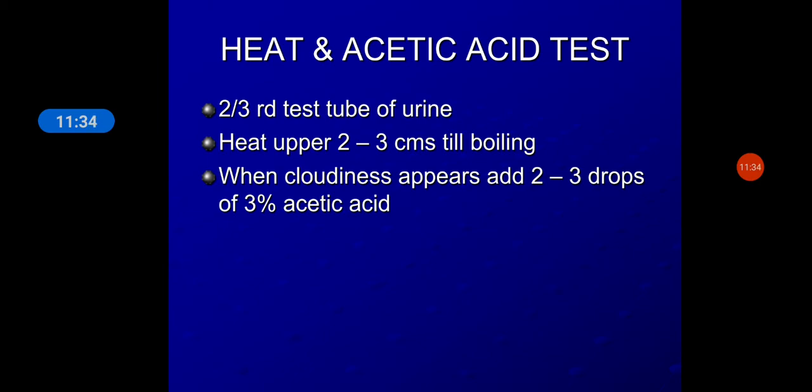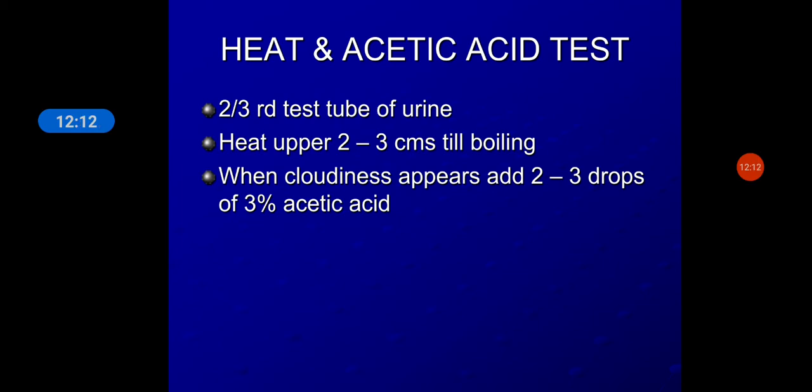Heat and acetic acid, what do you do? First, you fill 2/3 of the test tube with urine. Whatever urine sample you're getting, you fill 2/3 of the test tube, and you heat only the upper portion. That too, you keep the test tube in a slanting position and heat only the upper part. Why are you heating only the upper part? The lower portion remains as a control. And then what happens? You're ideally looking for cloudiness. Proteins will coagulate when you heat, so that cloudiness is what you are detecting.